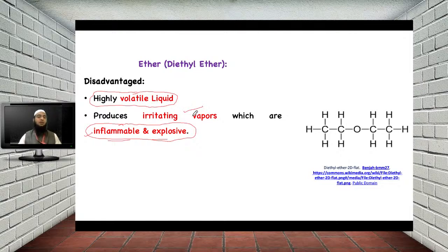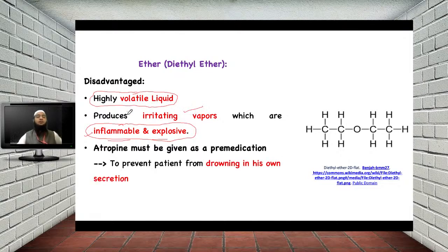Now how to overcome this? Obviously, for the inflammable and explosive property, you can use stainless steel apparatus or a stainless steel cylinder to store it, so that unnecessary exposure to the environment can be easily controlled. Whereas in case of irritating vapor, to avoid unnecessary secretion, you can give atropine as a pre-medication.